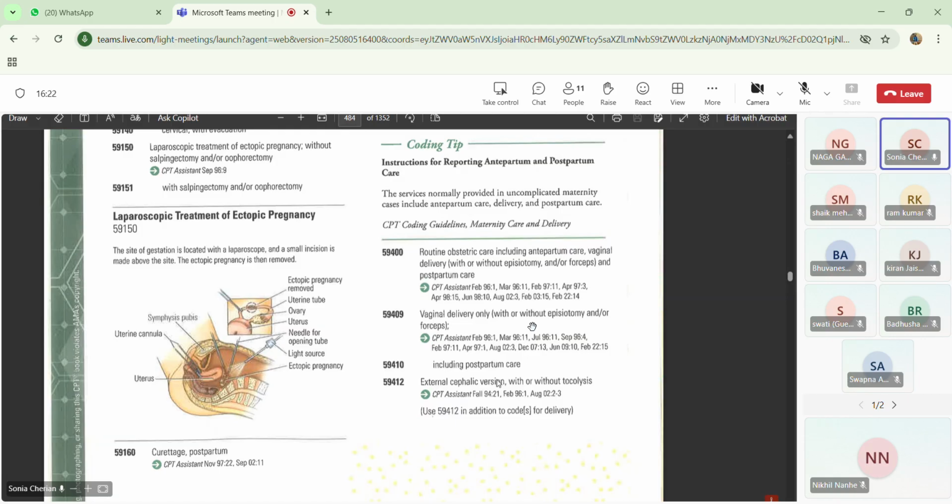If that is the case, she's taking only that particular package, the delivery as well as the postpartum care, then you should be coding 59410. Why? Because she will take the vaginal delivery along with the postpartum care. So that is one package. Okay, so this is for routine obstetric care for vaginal delivery.